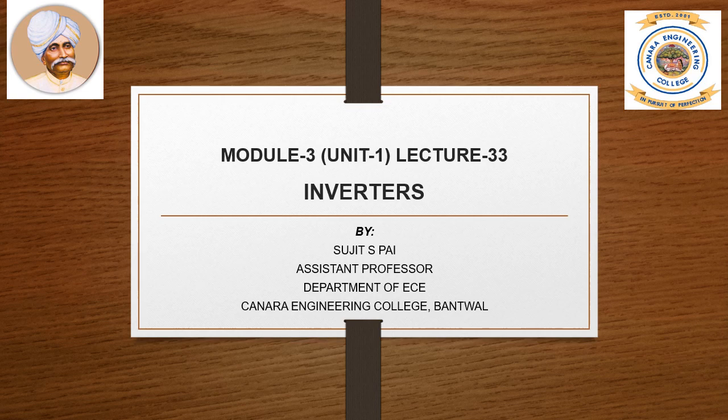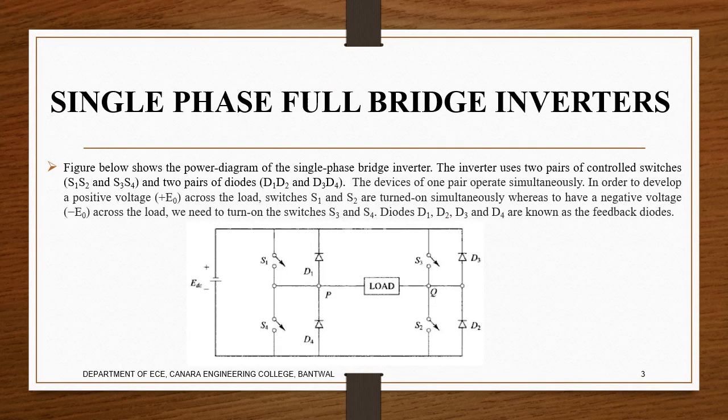In this lecture, we are going to study the working and the working principle of the full bridge inverters. You can see in this diagram that the inverter uses two pairs of control switches. This is one pair, and this is another pair. Before, in the half bridge, the load used to be here. Now it is between the two pairs of control switches.